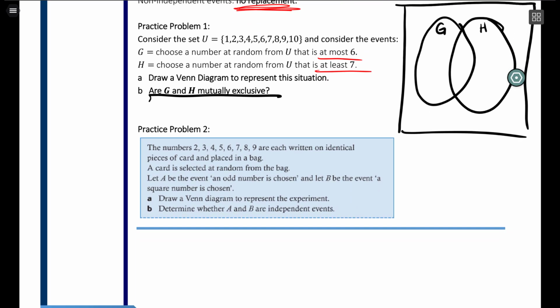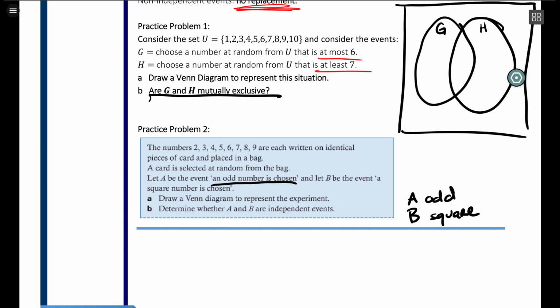Okay, practice problem number 2. We have the numbers 2, 3, 4, 5, 6, 7, 8, 9 each written on identical pieces of card and placed in a bag. A card is selected at random from the bag. Let A be the event an odd number is chosen, and B be the event a square number is chosen. So a number that we can take the square root of.